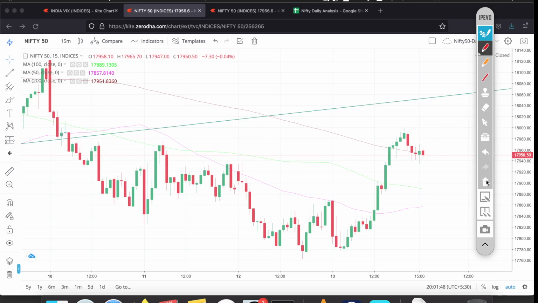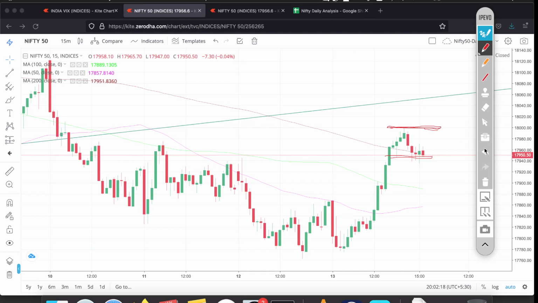So, what we can infer from this price action is that as long as Nifty stays above this level, 17,930 or 17,940 levels, bulls can try to push it above to break the 18,000 barrier. And once this 18,000 barrier is broken, there will be renewed bullish efforts to push the price even higher.